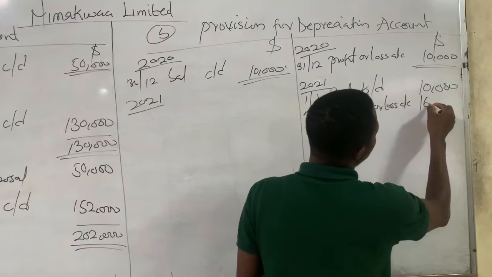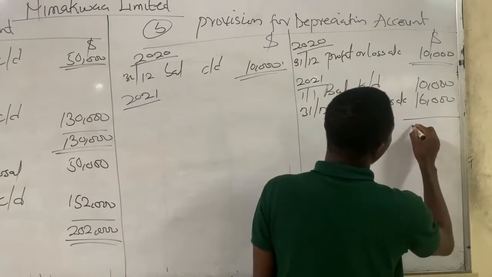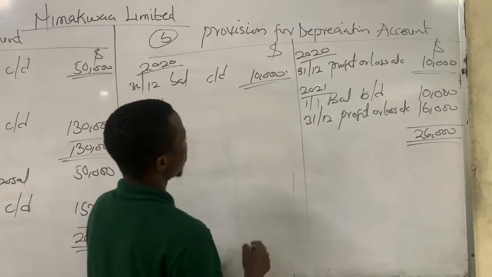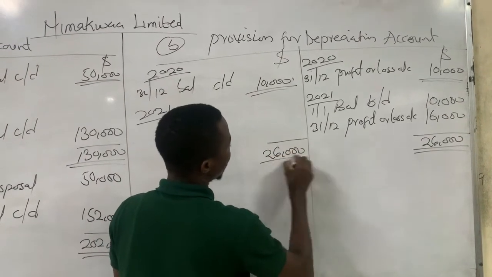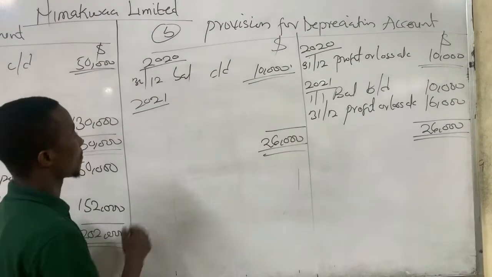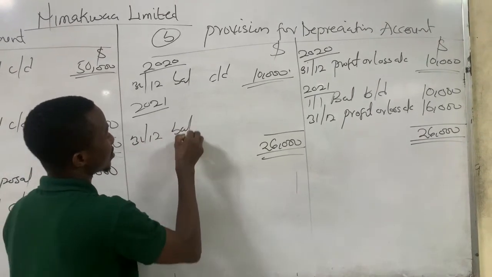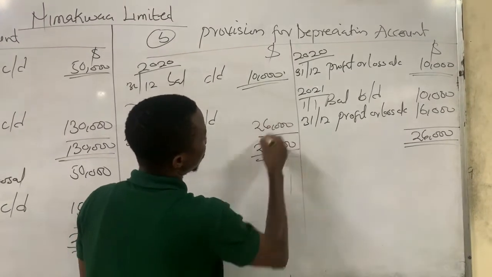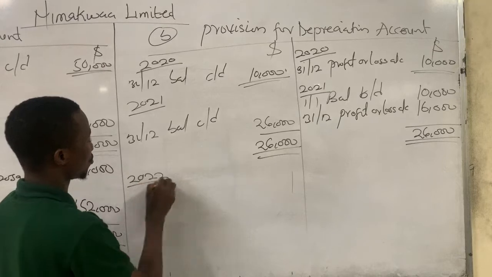And it was 16,000, the annual depreciation. So the total is going to give us 26,000. That means the debit side is supposed to be 26,000. Is that okay? So that will be at the close of the year, we have our balance carried down of 26,000. Then we move to 2022.